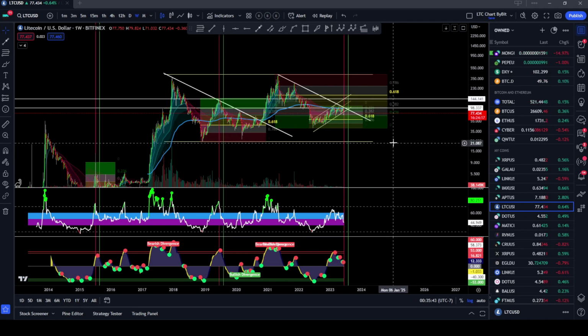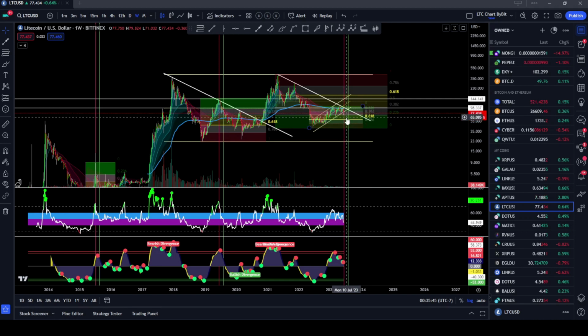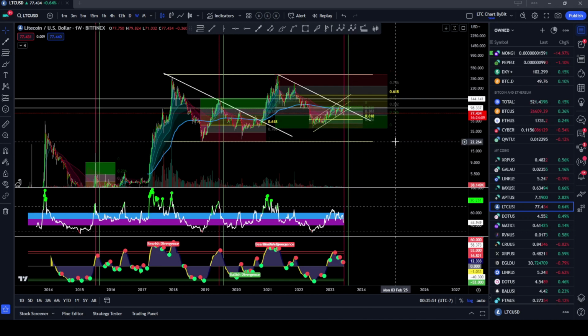So that's pretty much what I got for Litecoin. I do think that Litecoin is going to break down further. We already broke down from, there's a lot of bearish signals coming in right now. I mean, I could be proven wrong, but right now it leans way more bearish than bullish in my opinion. That's pretty much all I got for Litecoin.